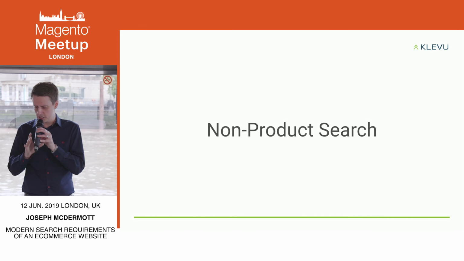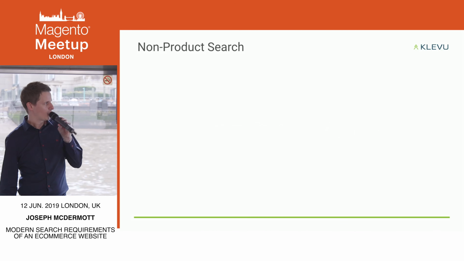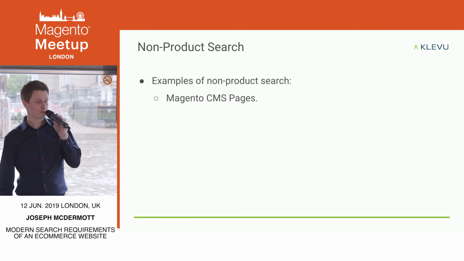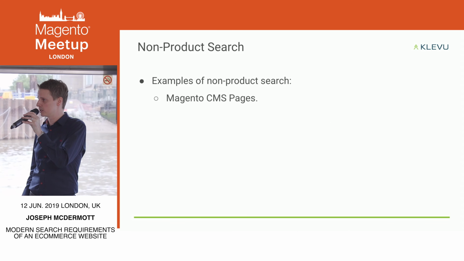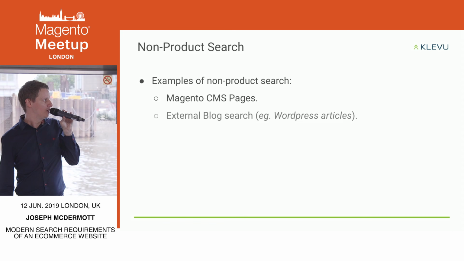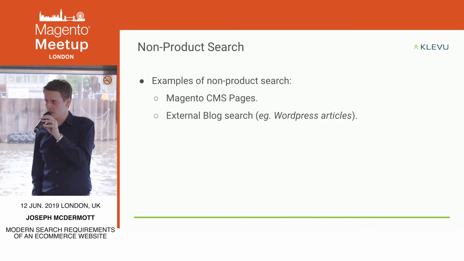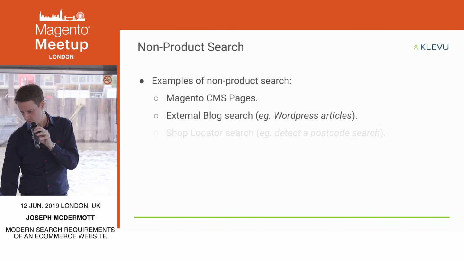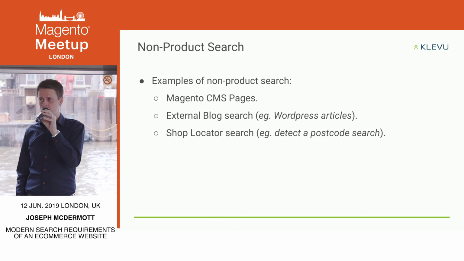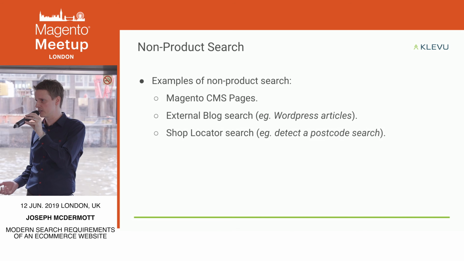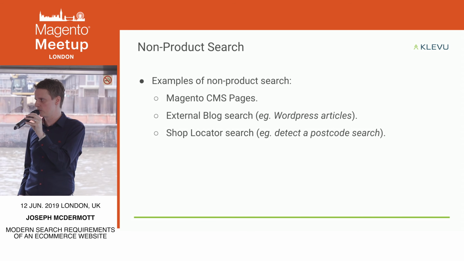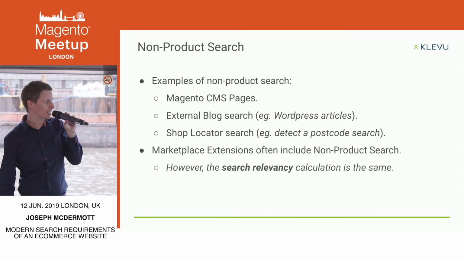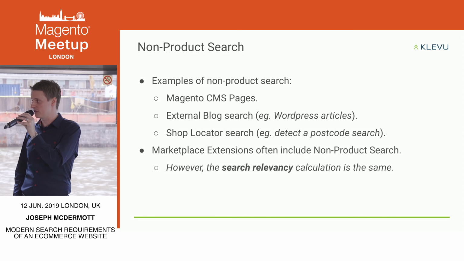Okay, so the first of these features I want to talk about is non-product search. And most marketplace extensions will include some form of this. For example, with most marketplace extensions, you can get CMS page search out of Magento. You can sometimes get external blog search included, so that when you're searching on the Magento website, you also include a link to WordPress pages. On some of the more advanced ones, you can index custom entities like shop locator. So if you entered a search for a postcode, you might want to show some local stores. The marketplace extensions often include non-product search. However, the search relevancy calculation is often the same.